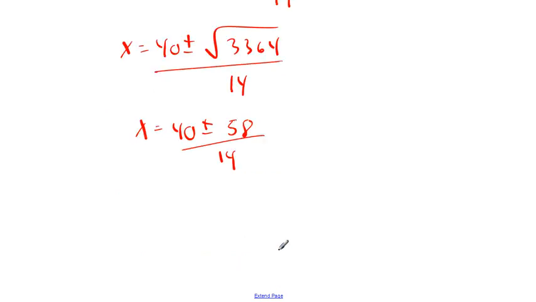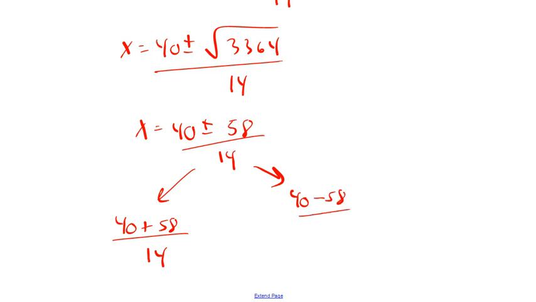So now let's go ahead and get our two answers here. Okay, so we have our first answer, which is 40 plus 58 over 14, and 40 minus 58 over 14. Okay, so doing all that there, on this guy we're going to get 7. And doing this guy right here, just punching this into the calculator for time's sake, I'm going to write this as a decimal, negative 1.29.